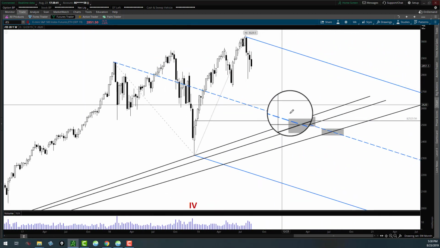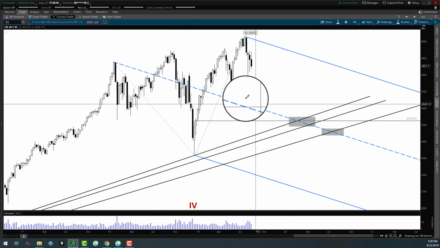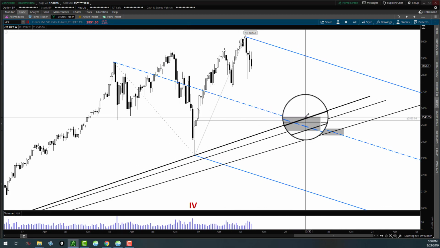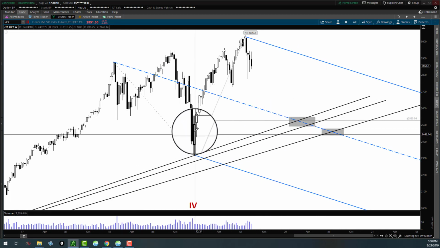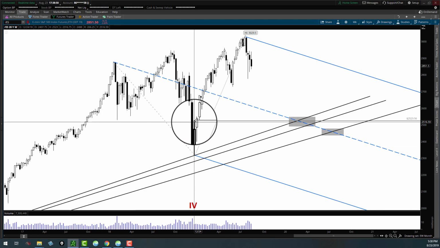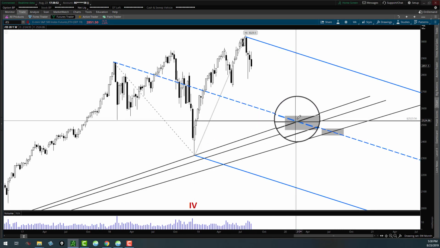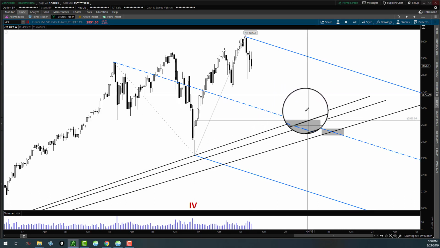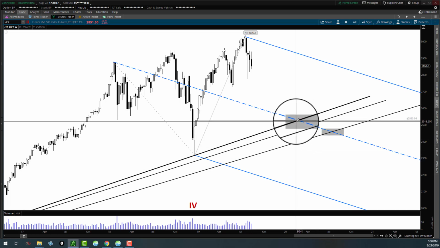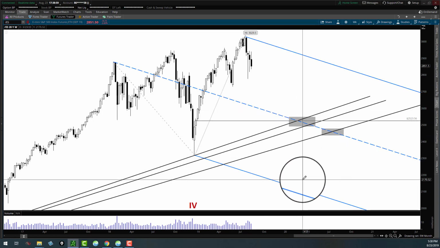And if you notice where this top trend line and this Andrews median line cross, it's right at the top of this bar, this reversal bar here. So that would be very interesting if it got down to here, if there could be a bounce. Not that it wouldn't go lower, but perhaps a bounce.